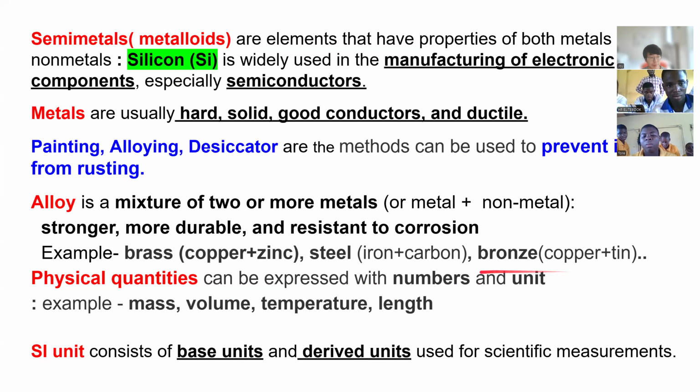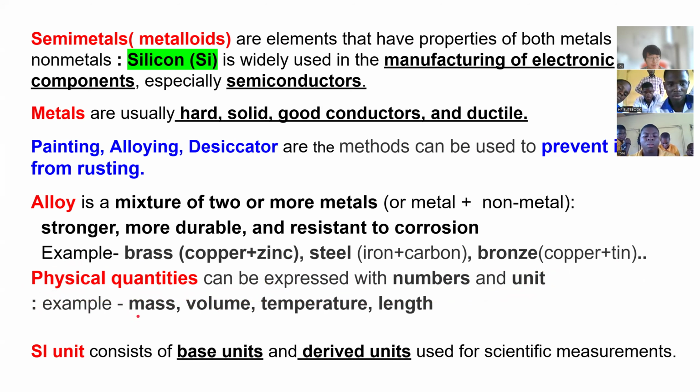And we also talked about physical quantities and how they can be measured. Physical quantities can be expressed with numbers and units. These are, you can say, the properties of certain objects. An example you would use is mass.